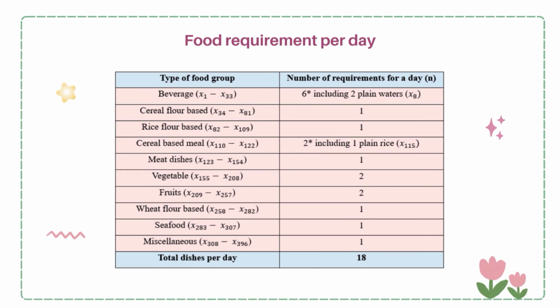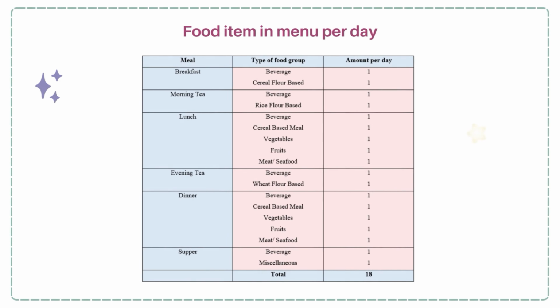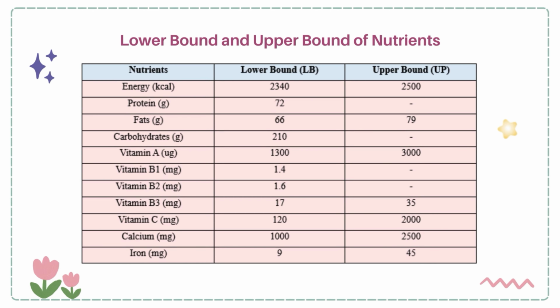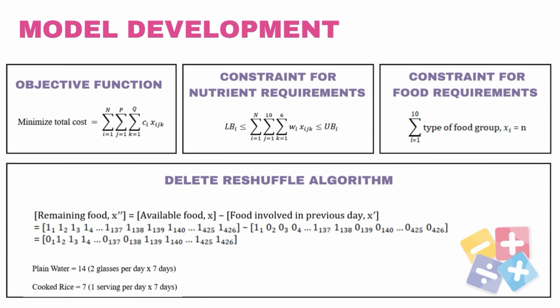Several pieces of information were verified by dietitians in the research, such as food requirements per day, food items in menus per day, and also the lower bound and upper bound of nutrients. For model development, the objective function is formulated to minimize the total cost of the menu, while a set of constraints is formed based on the nutrient requirements and food requirements. The lead reshuffle algorithm was implemented in further analysis to increase the variety of foods for each day.